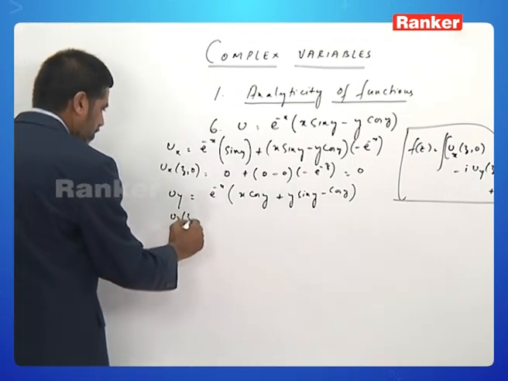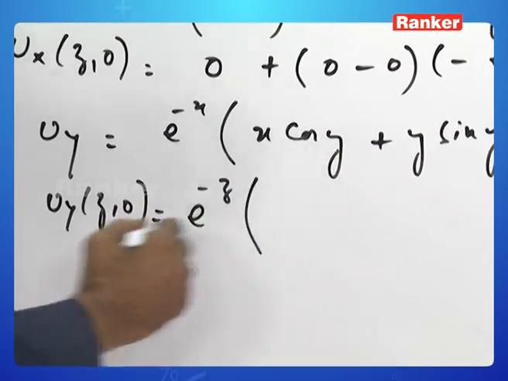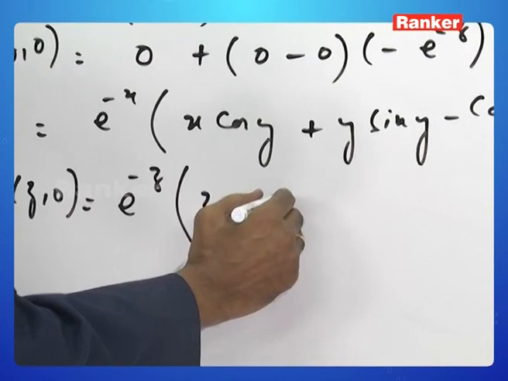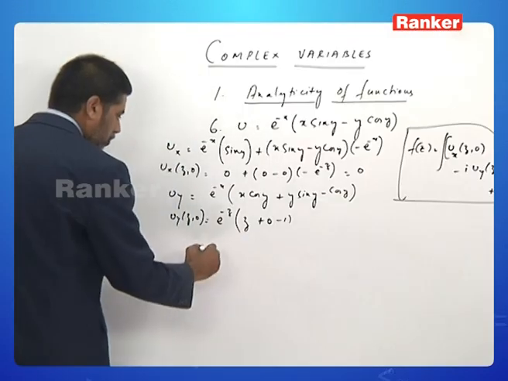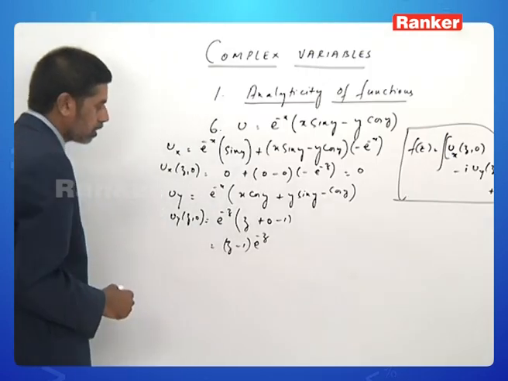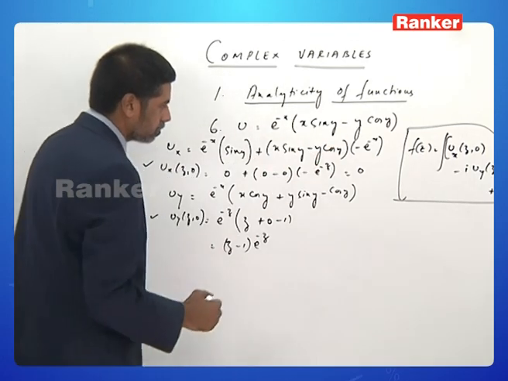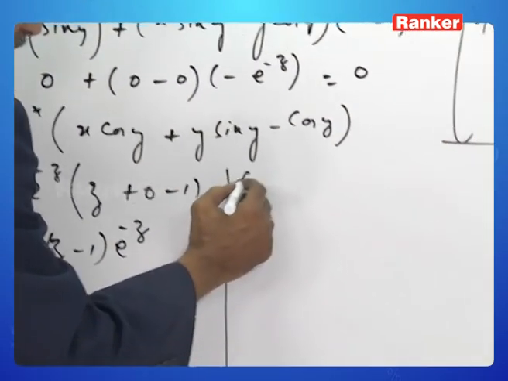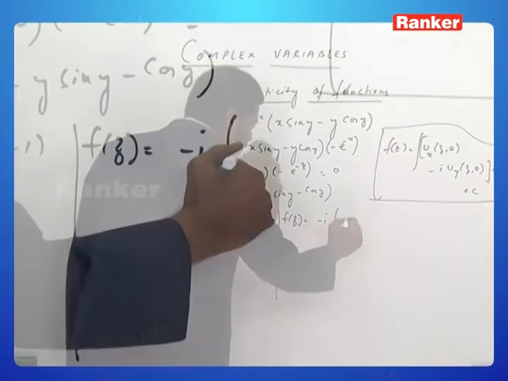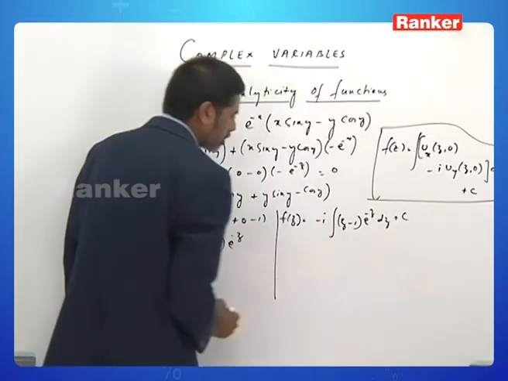Again, evaluate at z comma 0. You will get e power minus z. When x is z and y is 0, this becomes z plus 0 minus 1. So this is z minus 1 e power minus z. So you take this and substitute into that formula. So you will find f of z is equal to minus i integral z minus 1 e power minus z dz plus of course some constant.